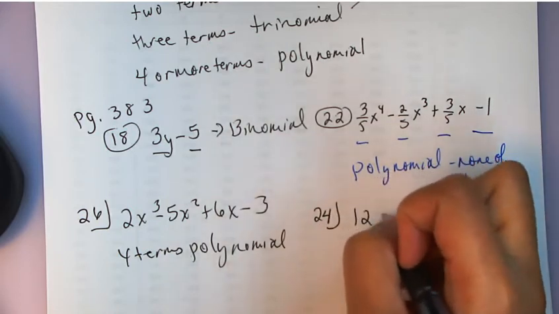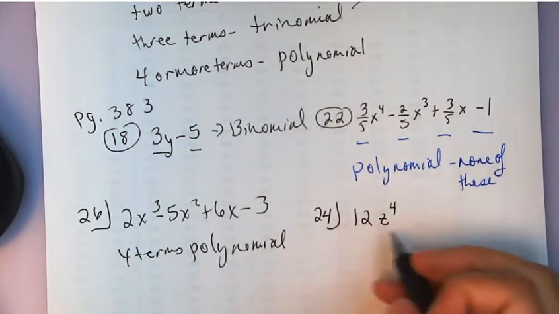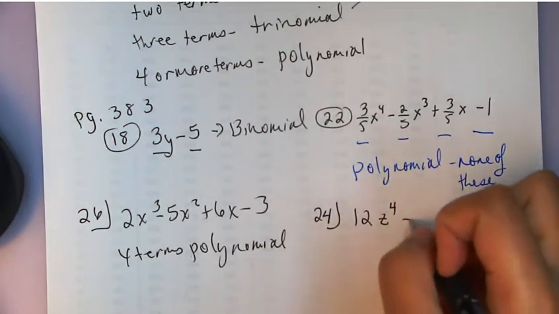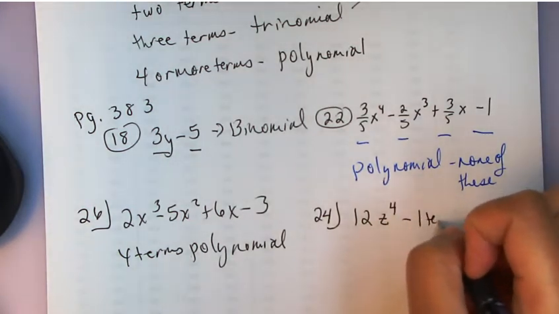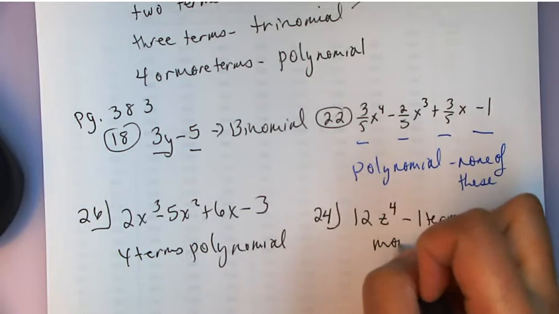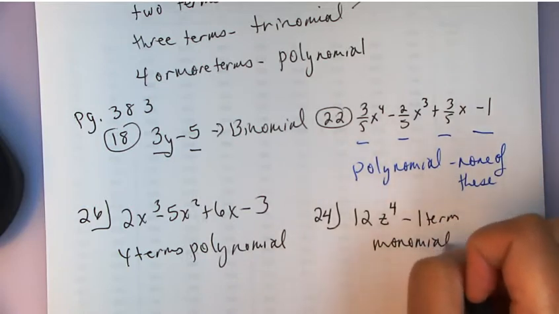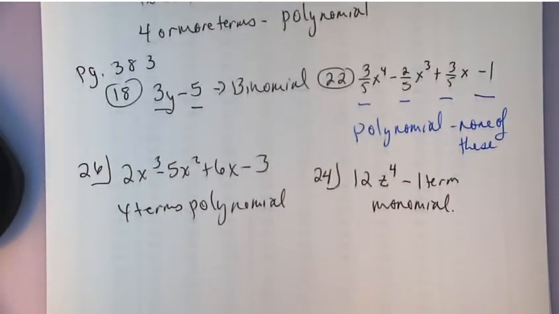12z to the 4th. Well, how many terms do I have here? This is just 1 term. So we call this a monomial. And I'm getting ready to do something that I normally don't do, which is an odd problem.